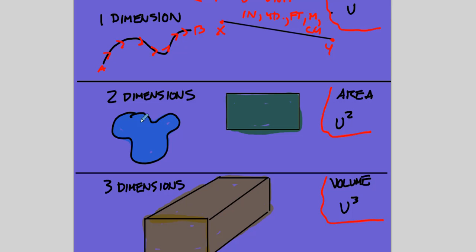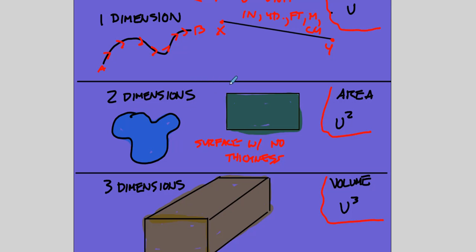So then two dimensions is basically a surface with no thickness. That means width. So this could be a lake, for example. We don't care how deep the lake is here. We call this the surface area of the lake. How much space does that lake take up?